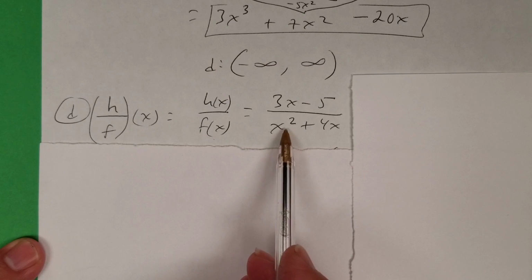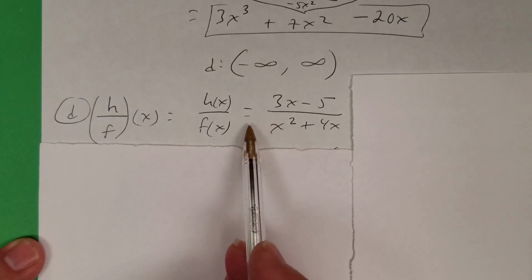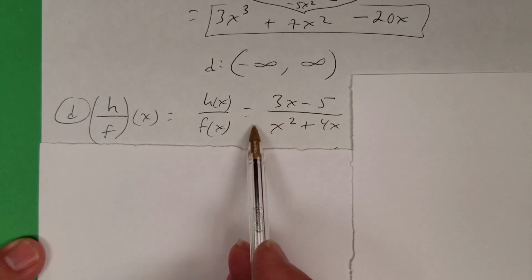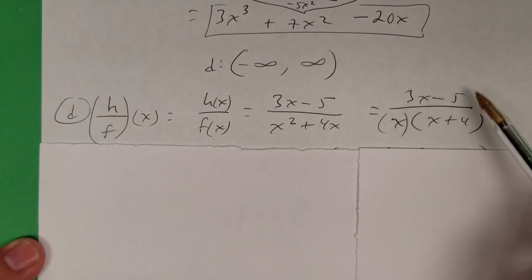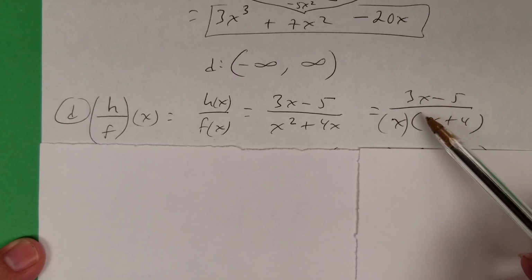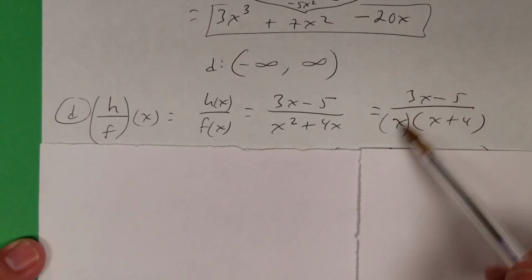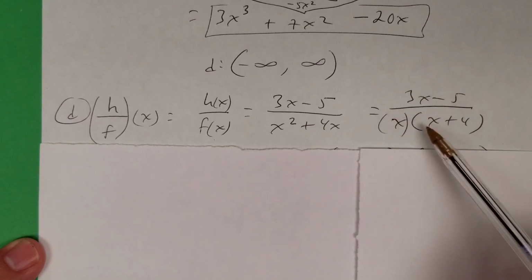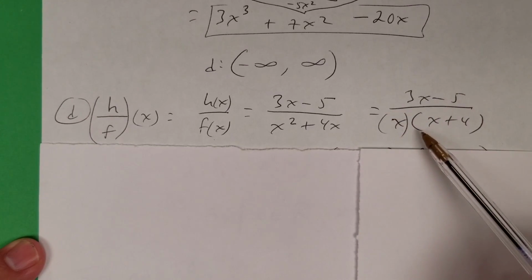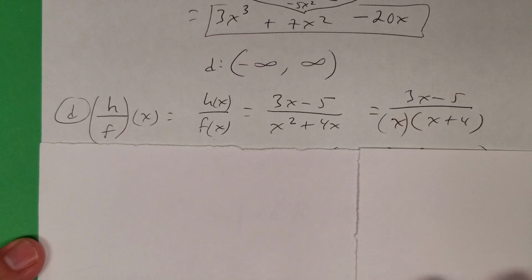I can simplify here. I can take out an x. So I can factor this and see if I can cancel top and bottom something. Nope. Even though I factored, I still cannot cancel anything. So this is as far as I can go. That's it. But wait, we need the domain.